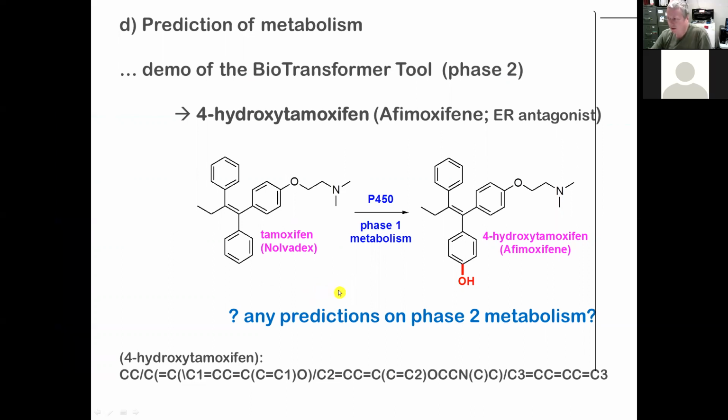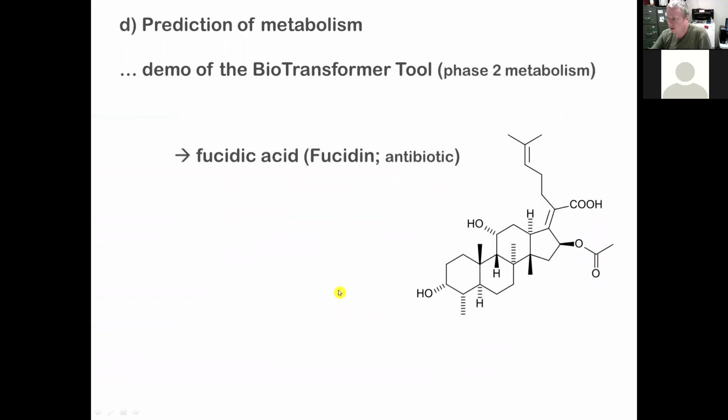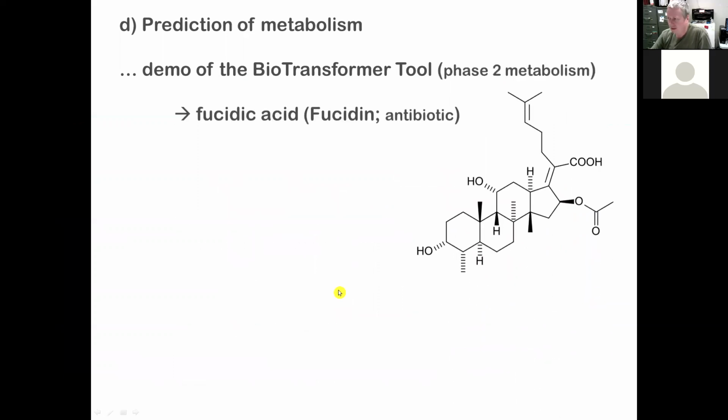Okay, let's try another one. I think I have another one. Fusidic acid is an antibiotic, steroid-looking thing. What kind of metabolism might you expect on this? Well, probably the same kind of things, right? You have alcohols, these secondary alcohols, maybe something on the carboxylic acid, maybe an amino acid could get conjugated. You know, those are kind of the predictions that we might make.